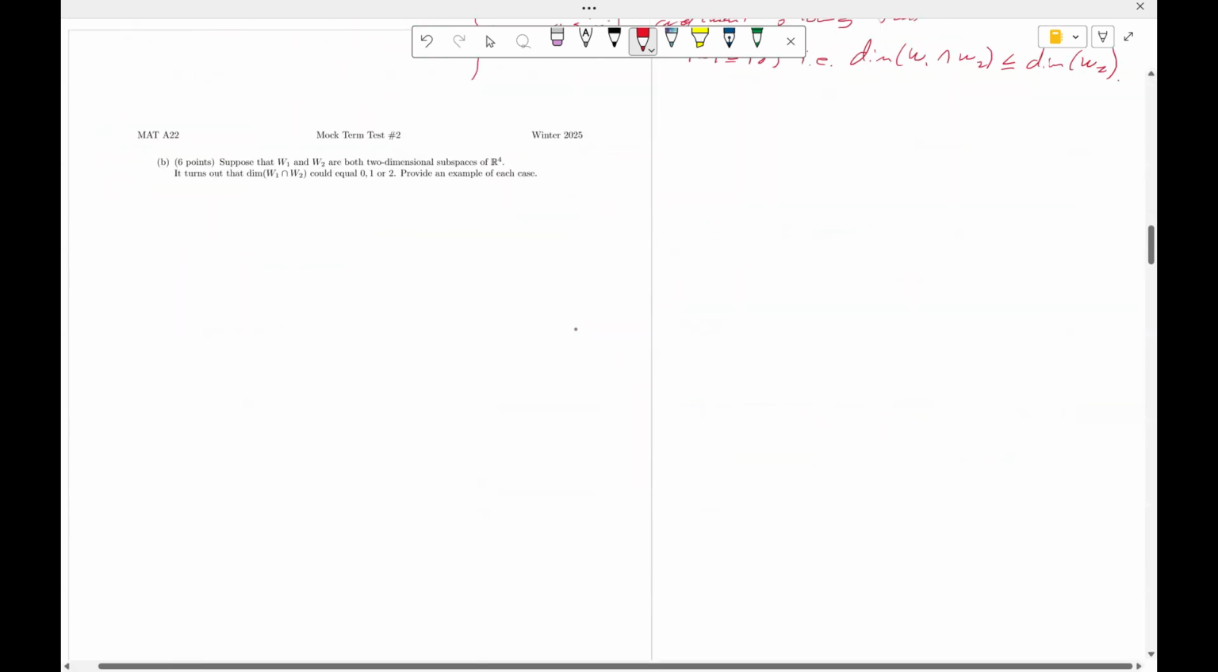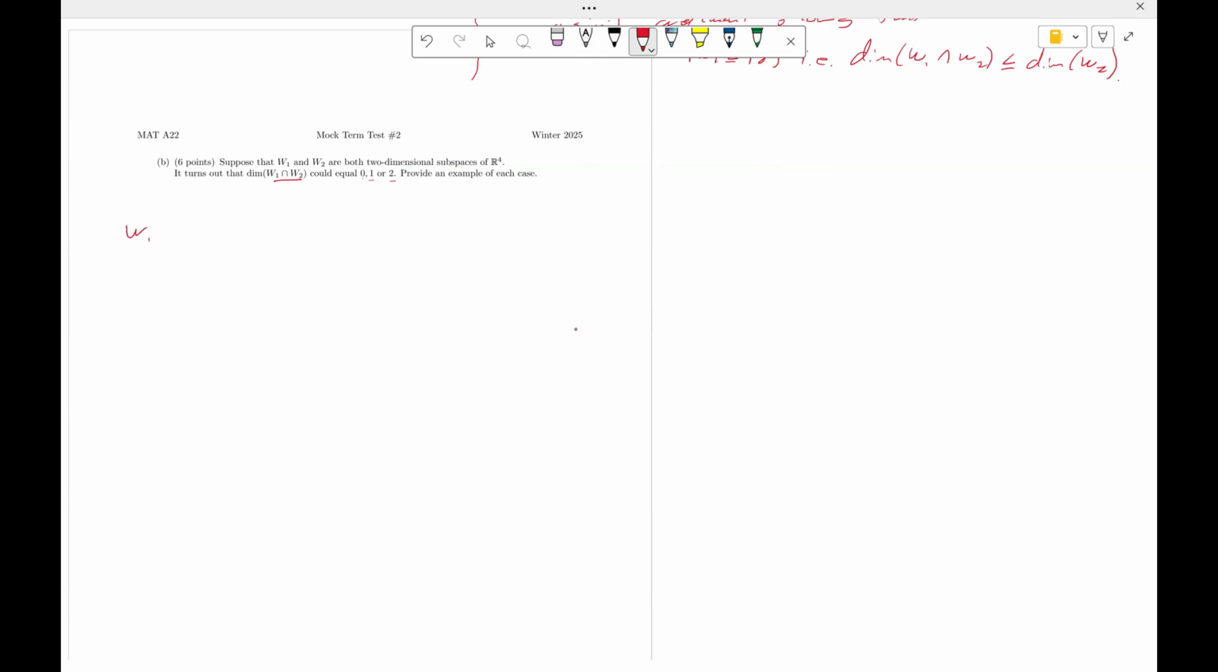The next one is more of a search. See if you can come up with one. So here we have, suppose W1 and W2 are both two-dimensional subspaces of R4. Turns out that the dimension of the intersection could be equal to 0, 1, or 2. Provide an example of each case. I like to keep this easy. So when it says the dimension is 0, this means that the intersection is just the 0 vector.